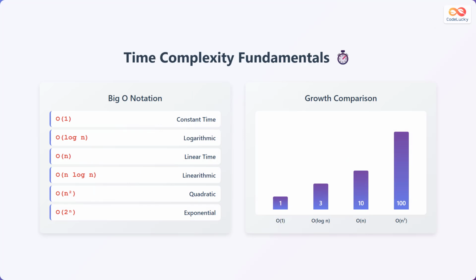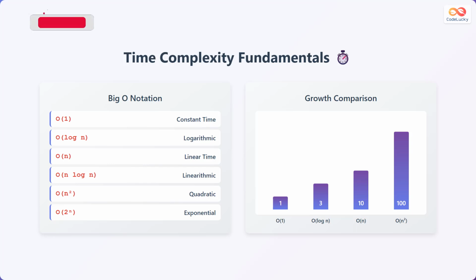Time complexity is the foundation of algorithm analysis. It measures how the runtime of an algorithm grows as the input size increases. Big O notation provides a standardized way to express this growth. O of 1 represents constant time, meaning the algorithm takes the same time regardless of input size. O of log n is logarithmic time, common in binary search algorithms.